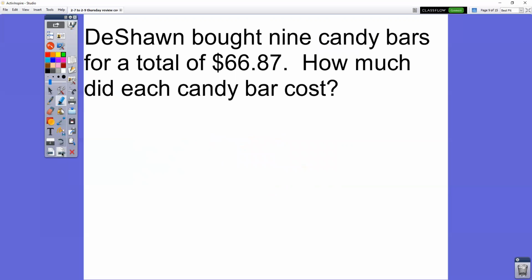Let's take a look at another one. It says DeShawn bought 9 candy bars for a total of $66.87. How much did each candy bar cost? Go ahead and try this one on your own, please. Set up the equation and solve it.